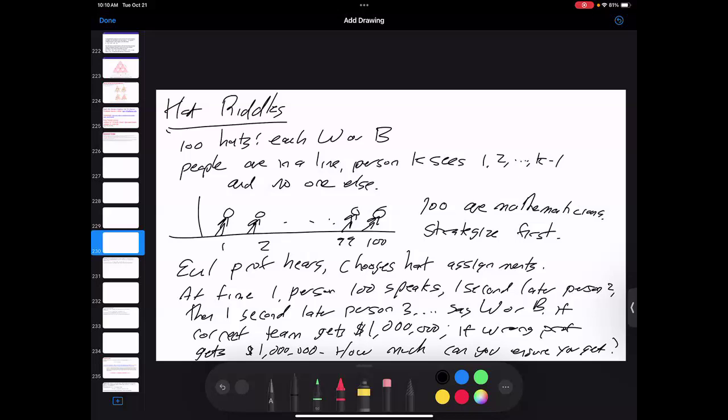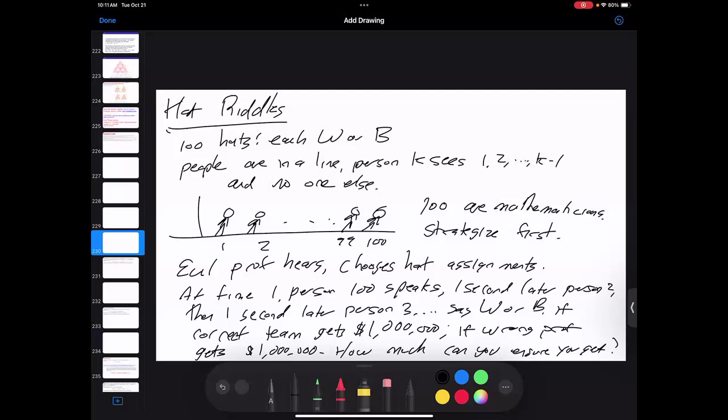Okay, so does everybody understand the problem? You've got 100 people in line. The last person sees everybody. The first person sees nobody. And you can only say white or black. If when you speak, you are correct, your team gets $1 million. If you're wrong, you owe the professor $1 million. And so you can come up with a strategy based on what you see.